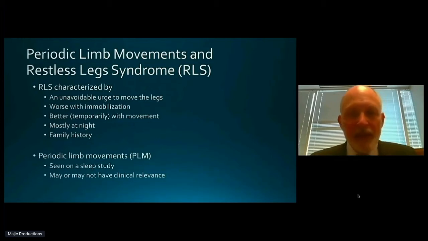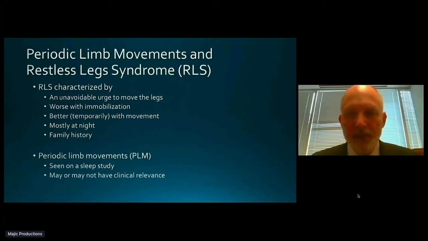Okay, I'm not going to spend a lot of time on this, but just to say that periodic limb movements and restless leg syndromes are conceived as dopamine deficiency syndromes in the brain. Now, these can happen in otherwise normal people for various reasons, but they're thought to be kind of a temporary lull in dopamine, especially in the evening.